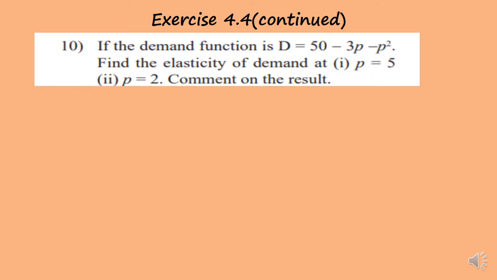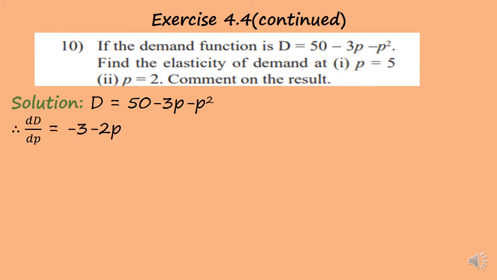The 10th sum: if the demand function is D = 50 - 3p - p², find the elasticity of demand at certain values of price which they have given. Also, we have to comment on the result. So here, from the demand function, we find the derivative of demand with respect to price, that is, we find dD/dp. Now dD/dp for this function turns out to be -3 - 2p.